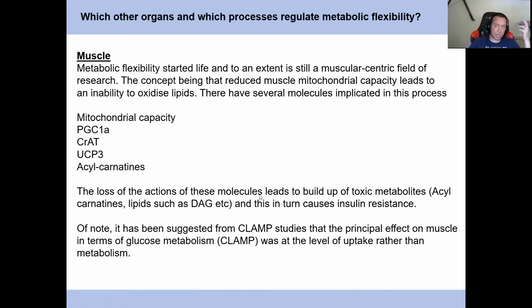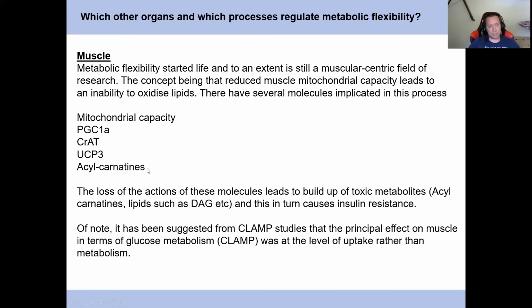I'm sure there's a lot more now. As I say, this is quite an old slide. But overall, total mitochondrial capacity, so things like mitochondrial DNA levels, are correlated with metabolic flexibility. PGC1 alpha, regulator of mitochondrial function. Carnitine acyl transferase, so that's how you're going to get your fatty acids into the mitochondria. UCP3, it's a mitochondrial protein and a putative uncoupler.